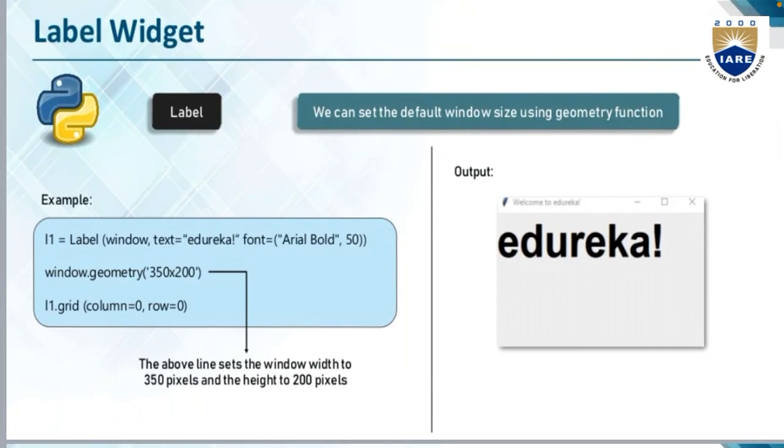We can set the default window size using the geometry function, like window.geometry, comma 350x200, and this 350x200 is the line that sets the window width to 350 pixels and the height to 200 pixels.